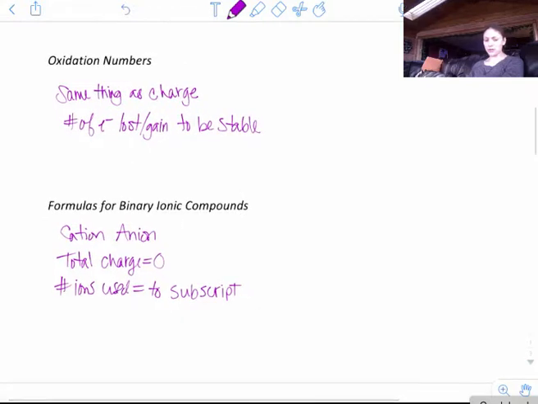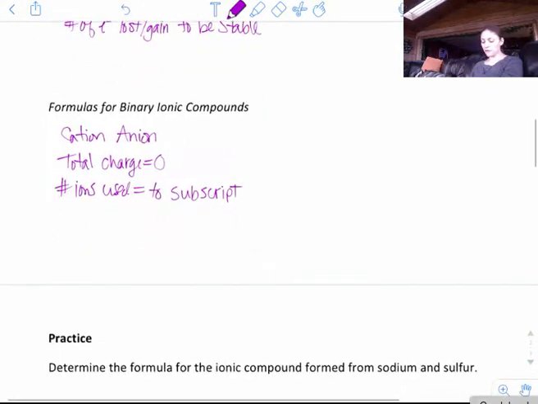If they ever talk about an oxidation number, that's the same thing as a charge, it's just a different term for it. That's the number of electrons that are lost or gained to be stable. When we talk about how you write a formula for a binary ionic compound, it has to be cation and then anion. You always do the metal first and then the nonmetal. Your total charge has to be 0, and the number of ions that you use is equal to your subscript. So you write that as a subscript as to how many you actually use. And you should have done these your freshman year, so they should be pretty easy, I hope.